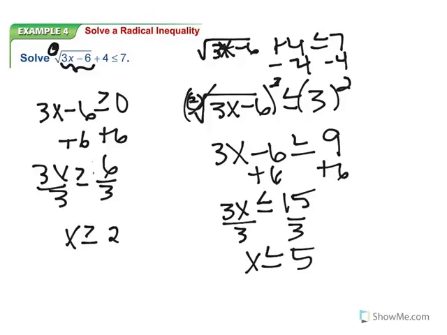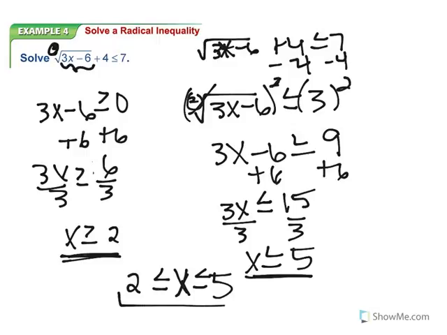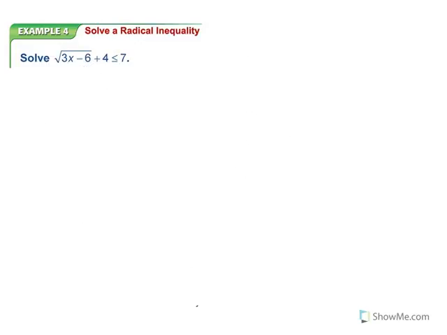So now our answer is going to be x is greater than or equal to 2, but less than or equal to 5. The way we're going to write that out is x is greater than or equal to 2, but is less than or equal to 5. Make sure you have this all written down because I'm going to clear it all so that I can show you how to check this kind of answer.